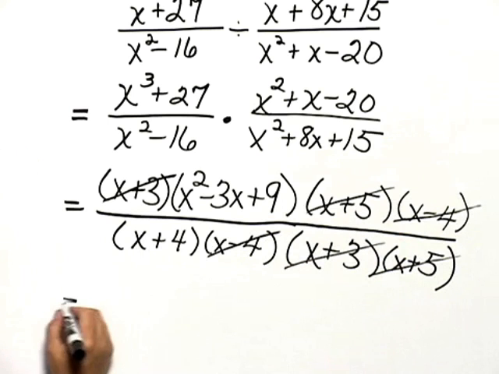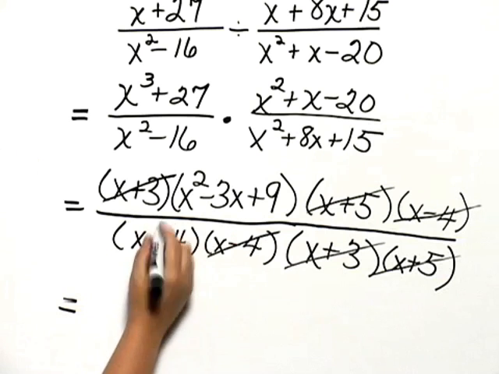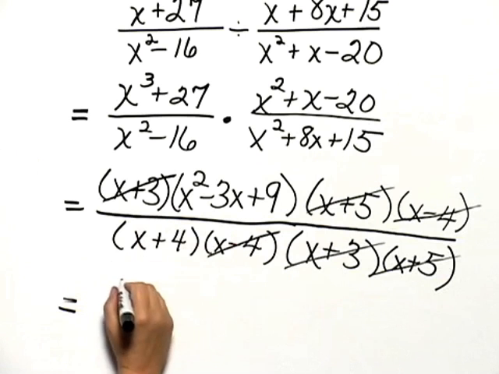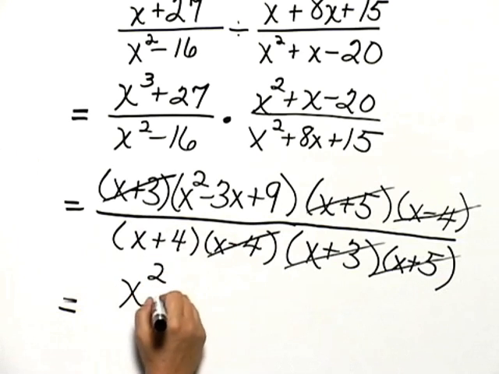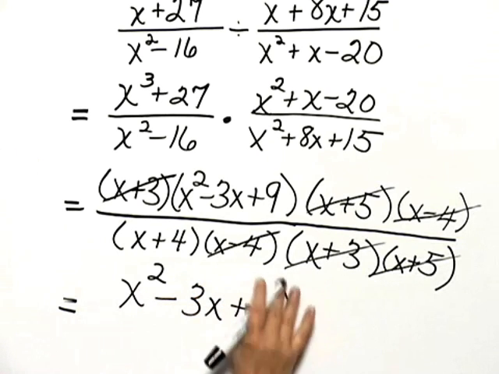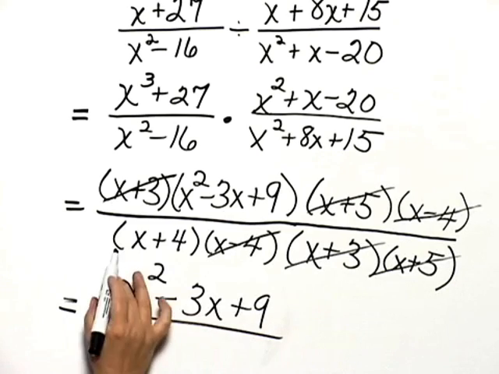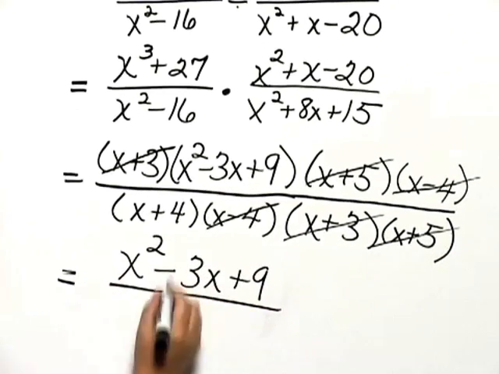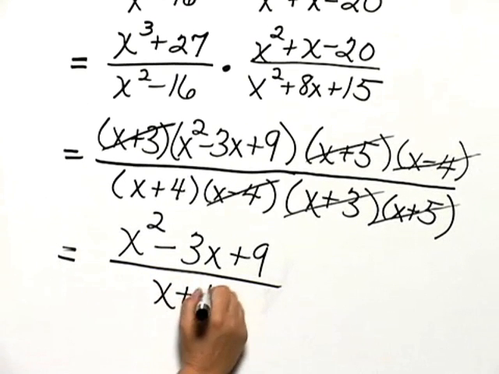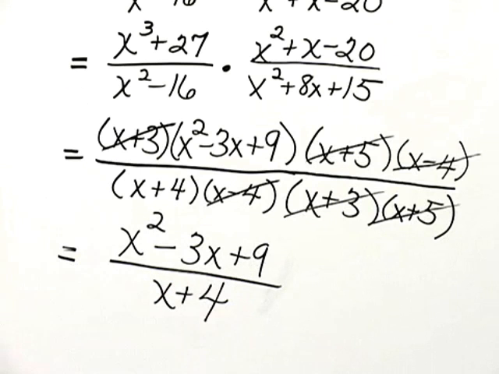Looking at what we have left, we have the factor x squared minus 3x plus 9. We can write it with parentheses, but since it's the only factor, we don't need to write it that way. X squared minus 3x plus 9. Whoops, I didn't put that first parenthesis in there. Over, the only factor left in the denominator is x plus 4. So the simplified form is x squared minus 3x plus 9 over x plus 4.